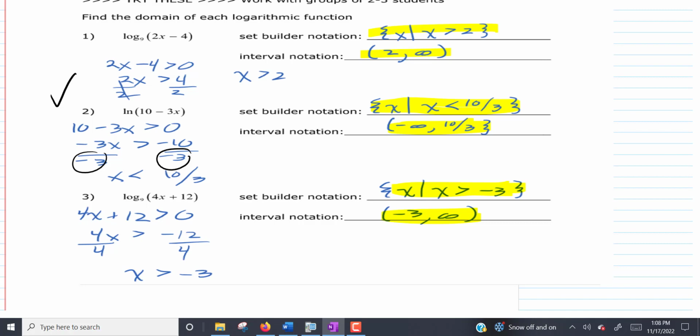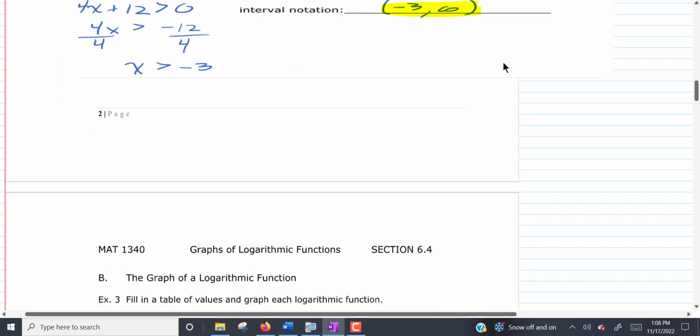Now I have a problem on number 2. I didn't write my answer right. I don't know why I put a brace there. That should be a parenthesis. Any questions about that? Okay, so the idea is a logarithm can only be a log of a positive number. That's how you figure out domain.